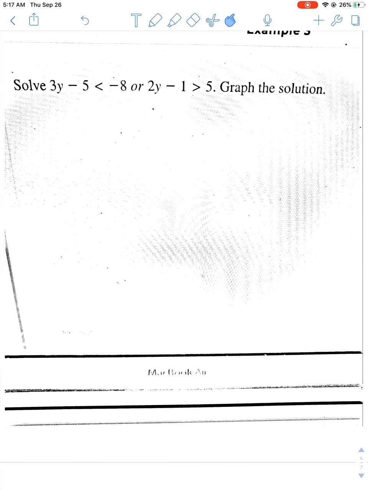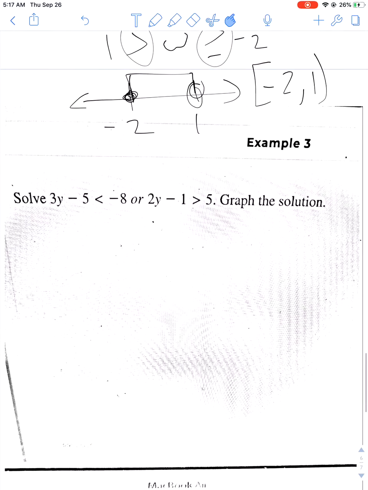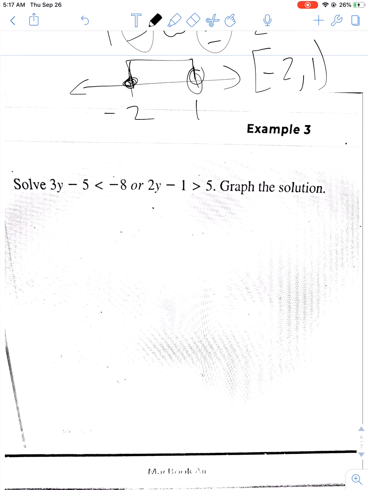All right, let's look at an OR. Let's look at a couple examples, and then we're going to be done. So ORs, again, remember, it's basically two inequalities put together. So I just solve this one first, then I solve this one.